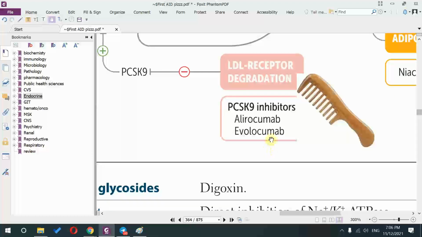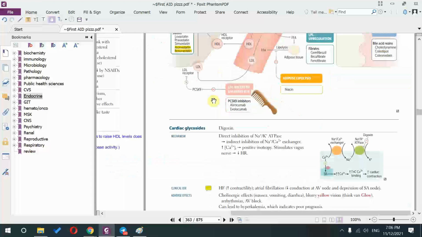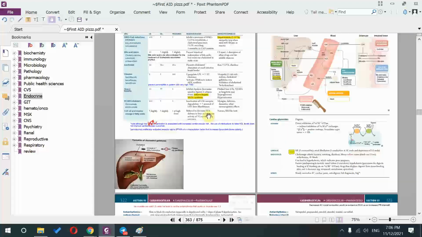I really could not remember the names. I just remembered "comb," like the thing you do your hair with, to comb your hair. Okay, comb. So let's continue.